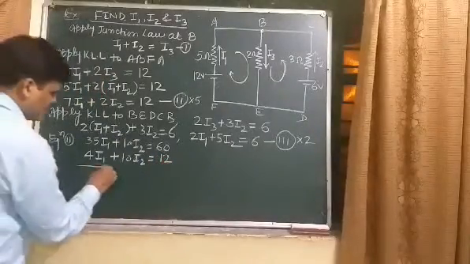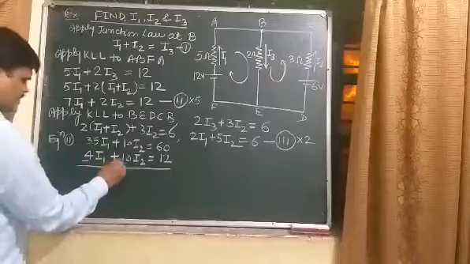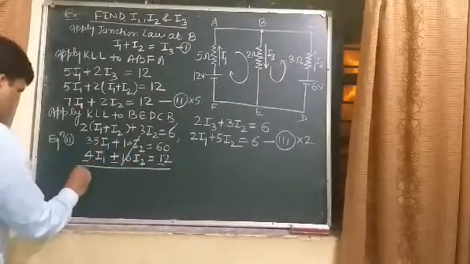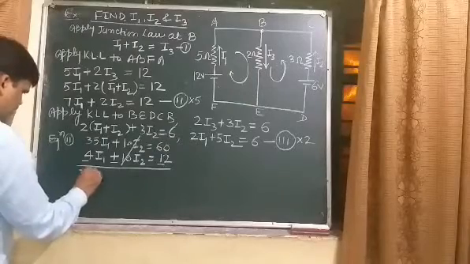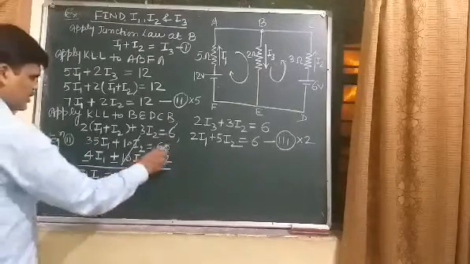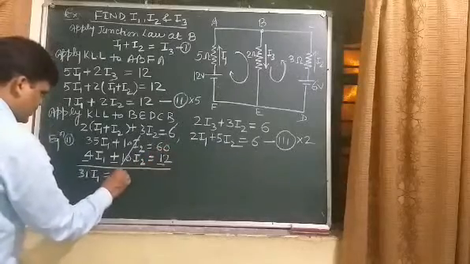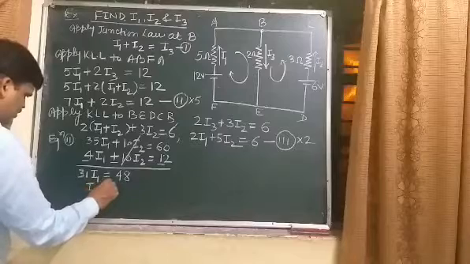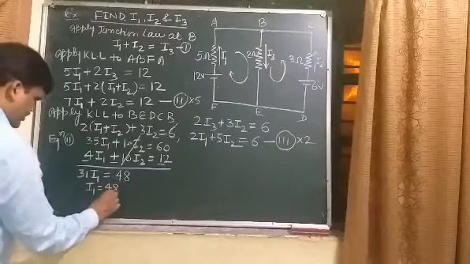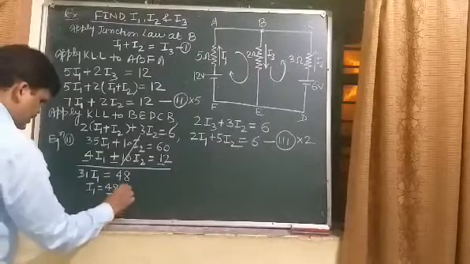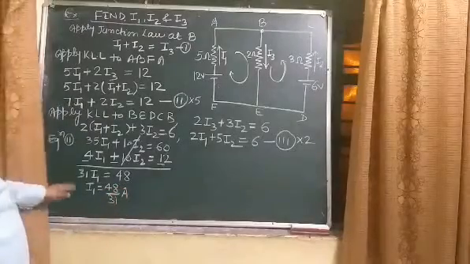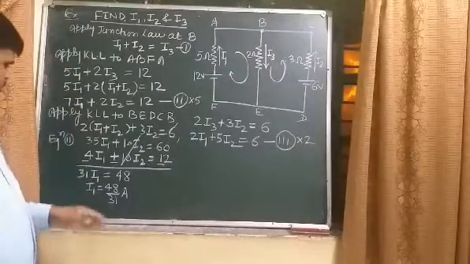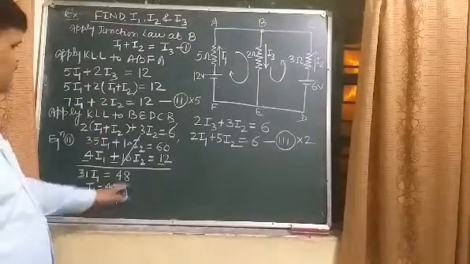And subtract these, so the I2 terms cancel out. Here 31 I1 is equal to 48. Clear? So I1 equal to 48 by 31 ampere. This is the answer for I1. We have found I1.